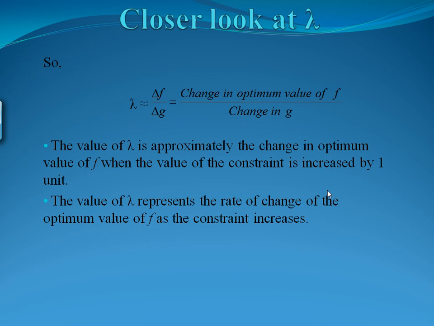So lambda in general is represented by the change in the optimum value of f divided by the change in g, our constraint. So the value of lambda is again going to be part of the optimal problem that relates the value of the function in terms of how much we're changing our constraint. So the value of lambda is going to be looked at as we increase our constraint and we see how that affects this optimum value.